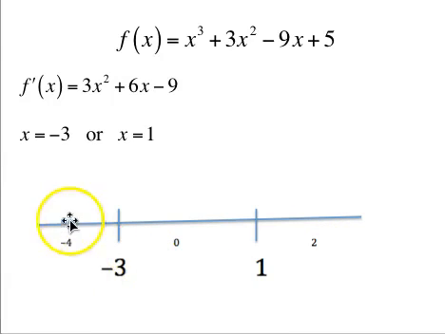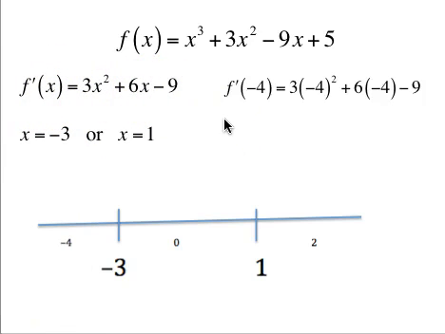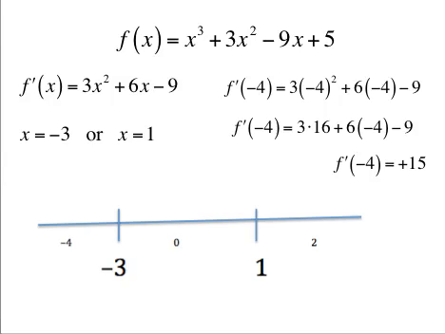So the next thing I'm going to do is look at the derivative at -4. Is the function increasing at -4 or decreasing at -4? We'll plug -4 into the derivative function. f prime of -4 is 3 times (-4) squared plus 6 times -4 minus 9. 48 minus 24 minus 9. What's that going to give me? 48 minus 24 is 24, minus 9 is 15. It's positive 15. So at -4, the function is increasing.